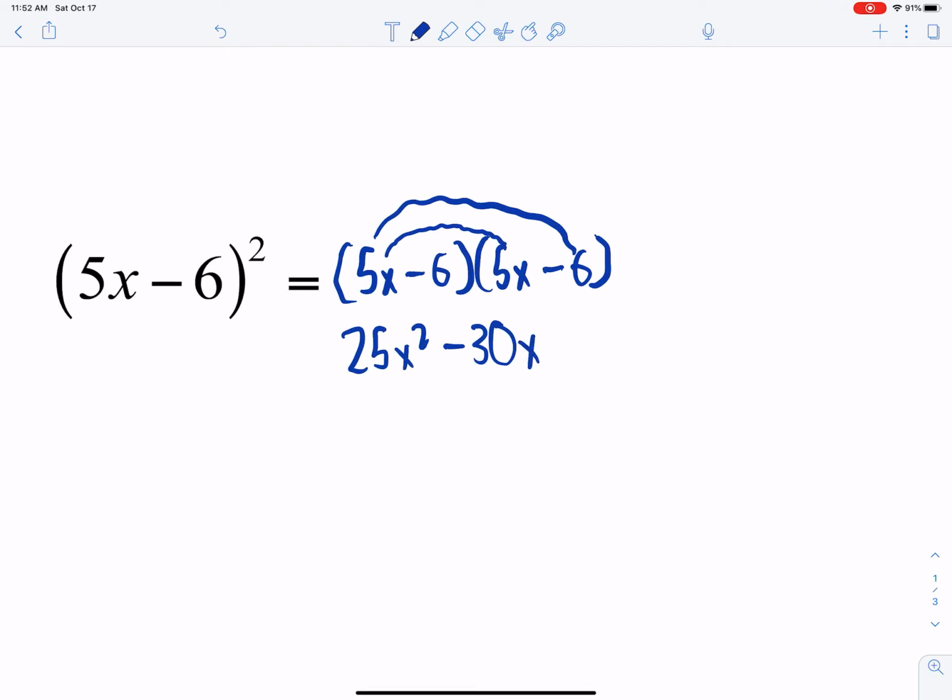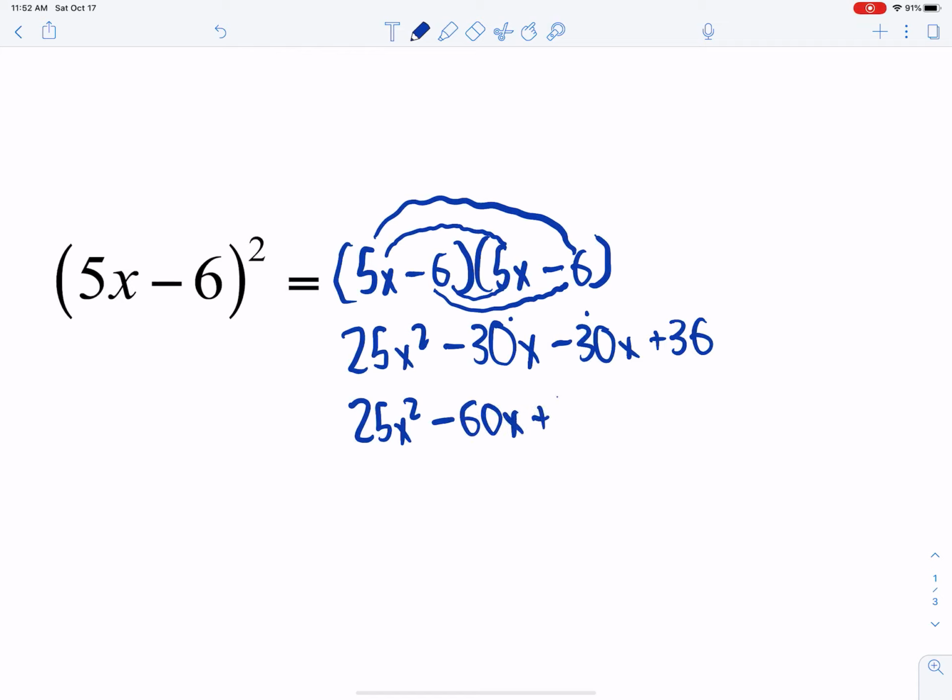Then we distribute the second term. Negative 6 times 5x is minus 30x. Negative 6 times negative 6 is plus 36. Now, you're very often going to end up with like terms to combine. The first term doesn't have any like terms. That happens often. The middle terms here are like terms. Negative 30x minus 30x, we have minus 60x. And then we still have that plus 36 left over there at the end.